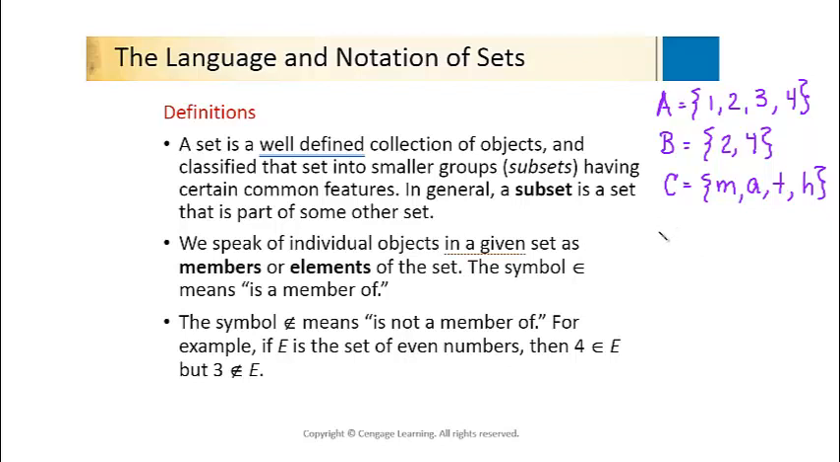I could say that M is an element of C. I could say that B is a subset of set A. I could say that 3 is not an element of B. And because there are the same number of elements in each, I could say that set A is equivalent to set C because they have a one-to-one correspondence between the elements.